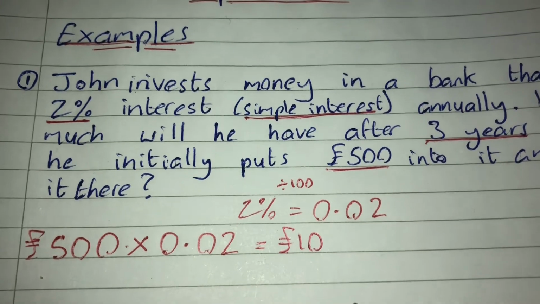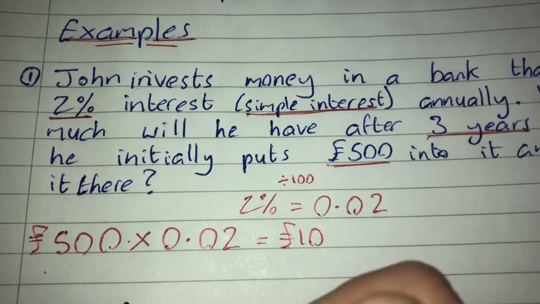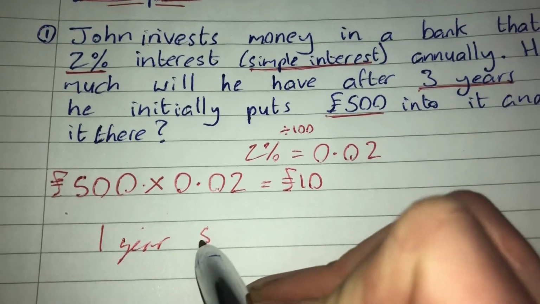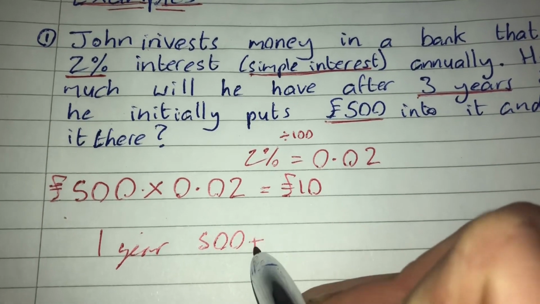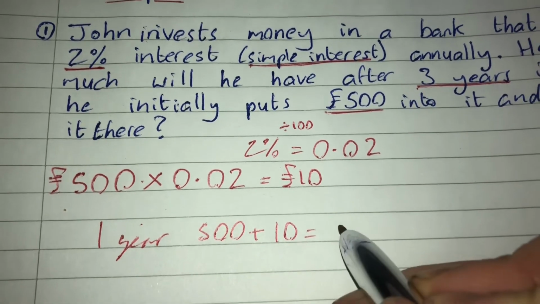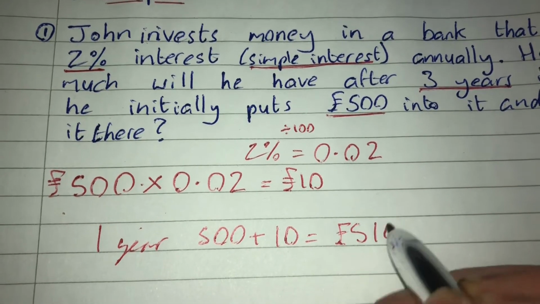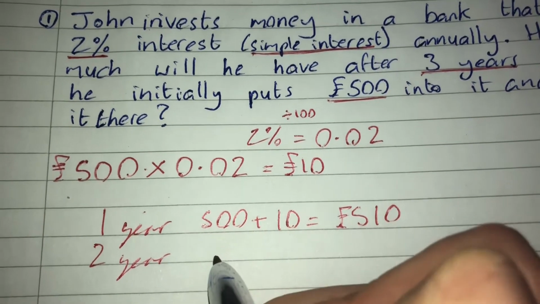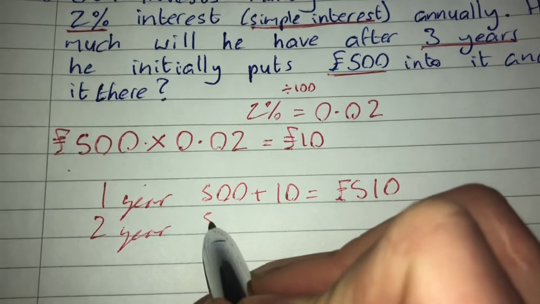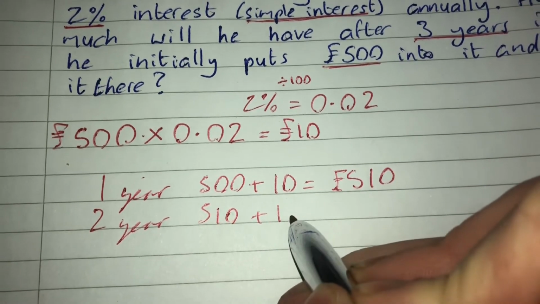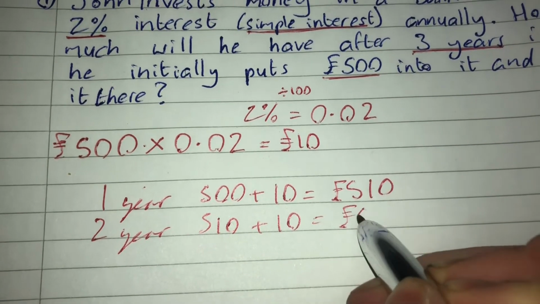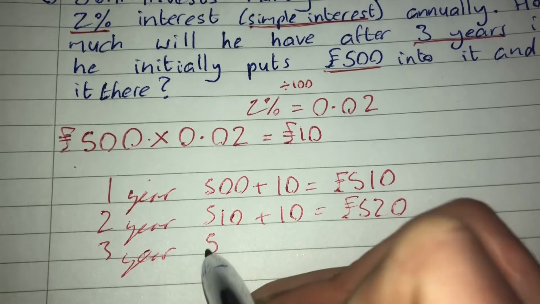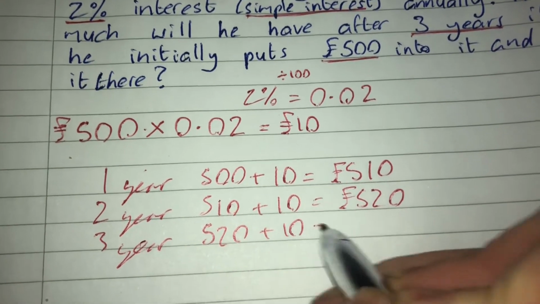So each year he gets an extra £10. Just to break it up, and I'm just writing this working out the long way so you can understand it that wee bit better. After 1 year he will have £510 in that account. And because it's simple interest, it's just the same amount being added on each year. So after 2 years, we have the 510 plus another 10, he will have 520. So after 3 years, he will have 520 plus another 10, which is 530.